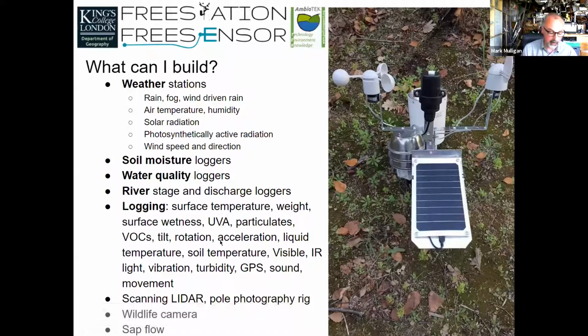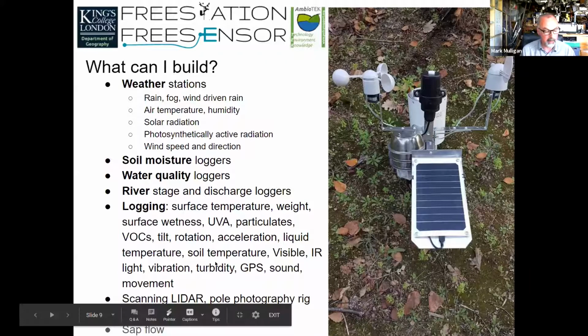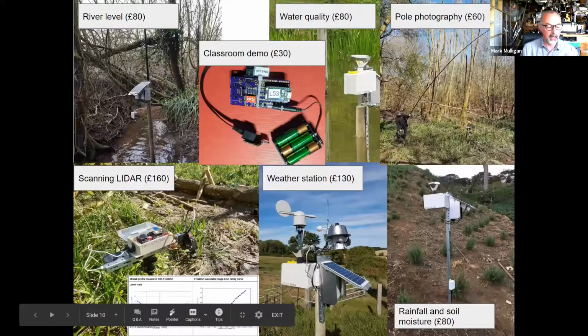And then there's a whole bunch of different variables that you can also measure depending on what you're interested in. And in the 120 questions, each one of those variables has some questions associated. And then there are some other more sophisticated instruments, including a scanning LiDAR that you can build. You need a bit of time for that, but that allows you to measure river profiles or create DEMs. And even that costs £150. The others are much less. So here's a river level gauge, for example.